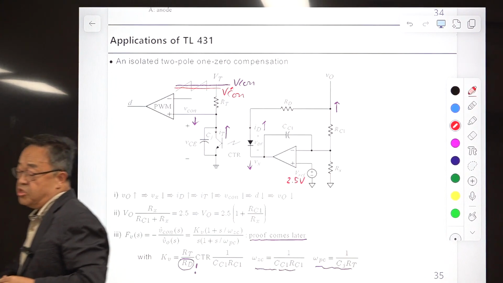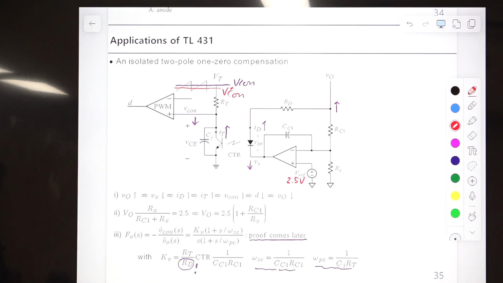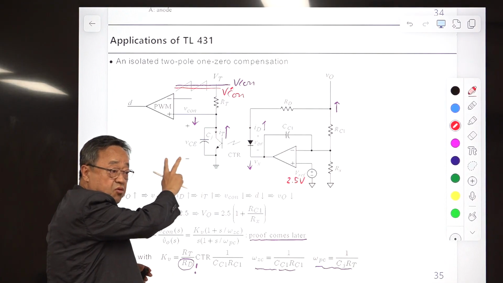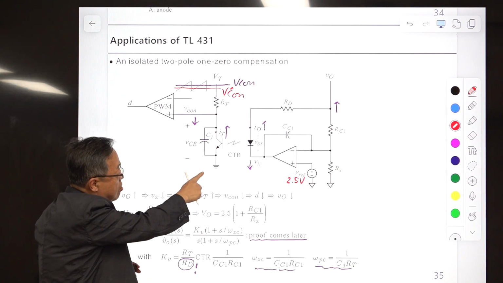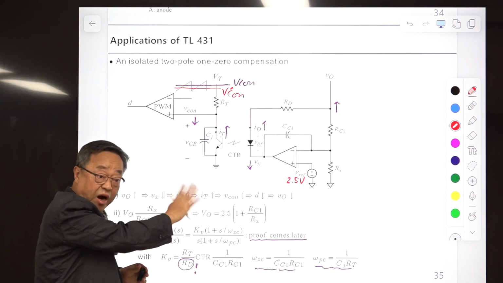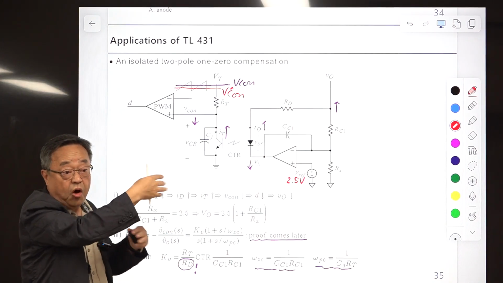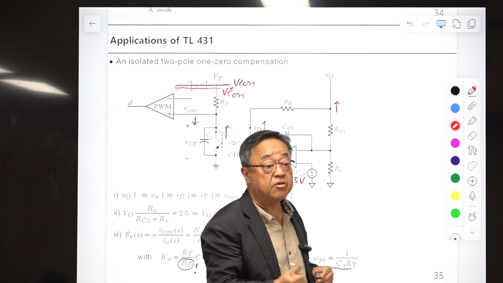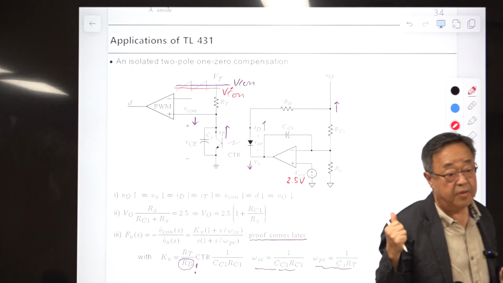Okay, so this is one type of possible configuration of this structure using this TL431 and optocoupler. This is called the common emitter configuration. I don't know why. There are many other configurations, but this one is most popular.